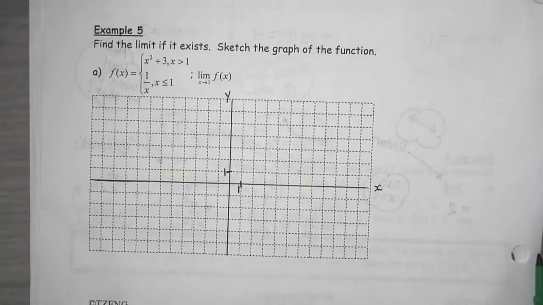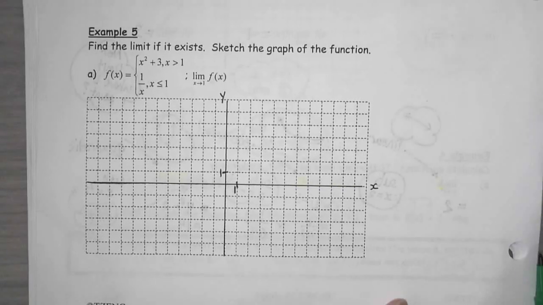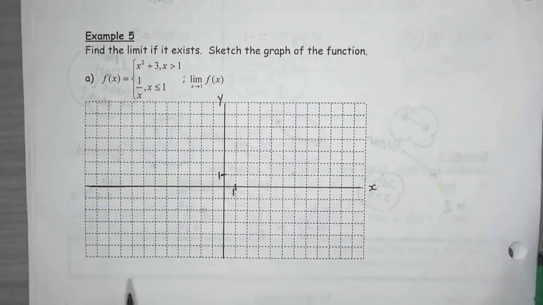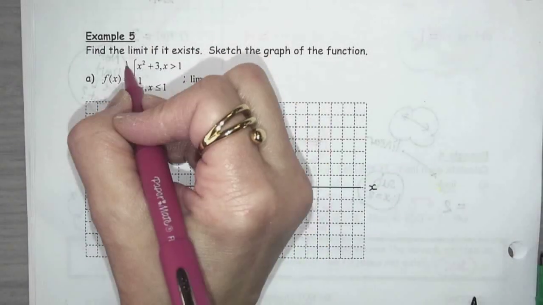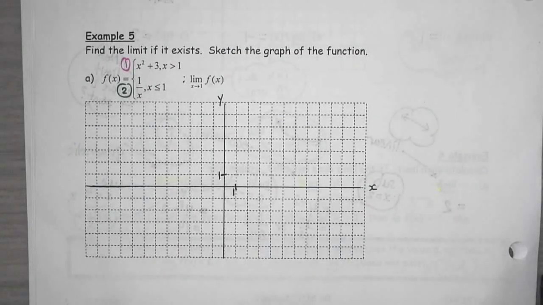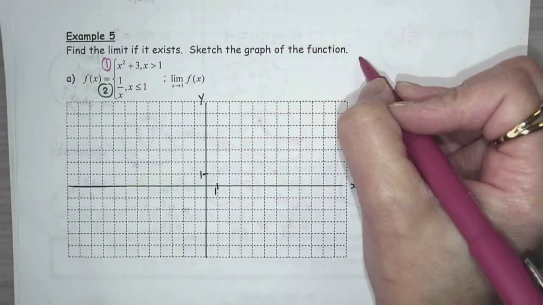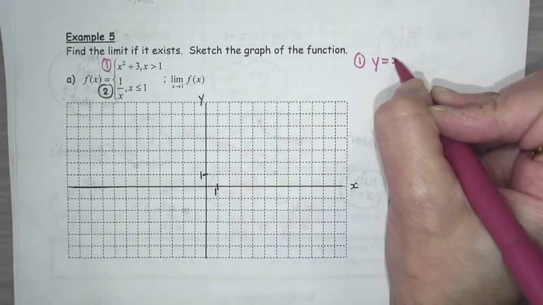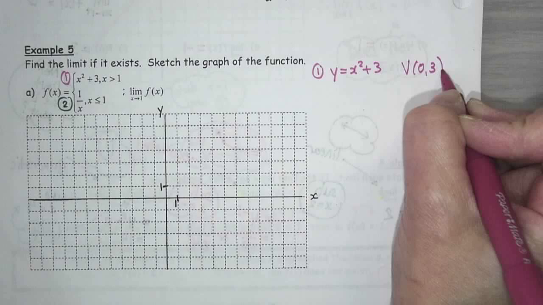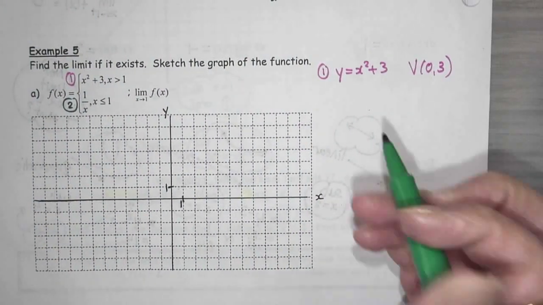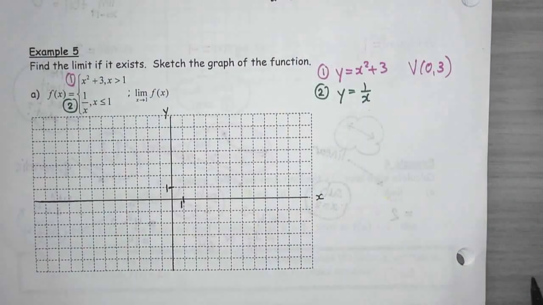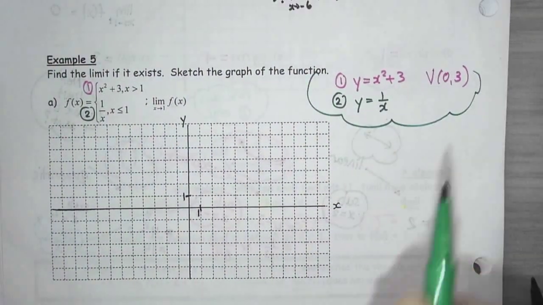Okay. So over here, we've got the limit, if it exists. Okay, sketch the graph of this function. We've got two pieces, 1 and 2. Number 1 is just the parabola, right? So again, you don't have to show me this, but it is y equals x squared plus 3. We know that the vertex is at 0, 3, regular step pattern. Okay, you don't have to show me this, I'm just reminding you. 2 is y equals 1 over x, and this is, again, just in your brain thinking that part.